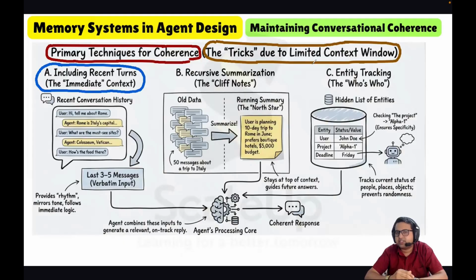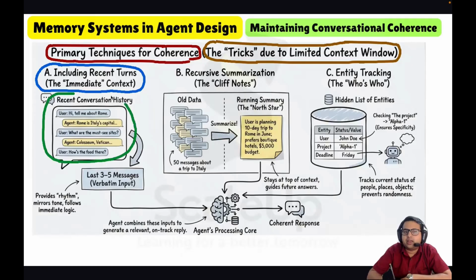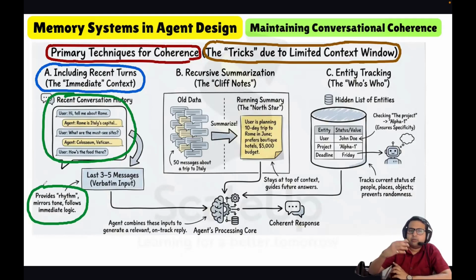Like the next day morning, you started a fresh session, and definitely you want conversational coherence. Then what you can do is, from the recent conversation history, you just pick out 3 or 4 messages of the interaction, copy them, and give them to the agentic AI system as a new prompt. With this, what you are doing is providing the rhythm of the conversation. Using this rhythm, it will allow the large language model to mirror your tone and follow the immediate logic. And automatically, the response of the new session will resemble the response of the past sessions. So that is the meaning of including the recent turns.